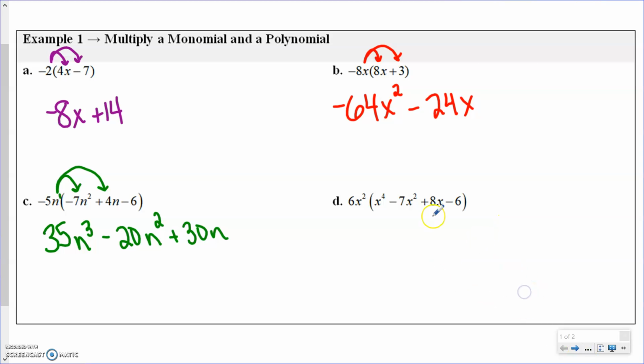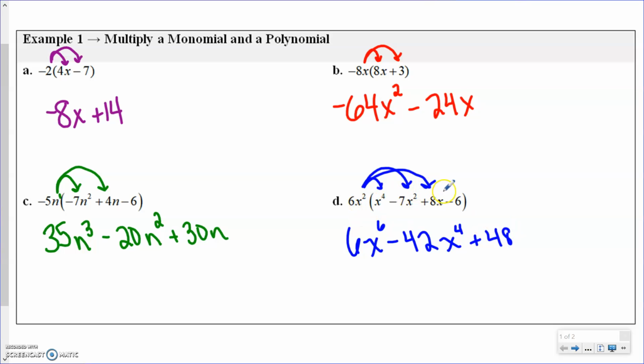Notice for all of these, all my answers are in standard form, so the biggest exponents first and they work their way down, and I don't have any like terms so far. For the last one, distributing, 6 technically times 1 gives us 6, and then 2x's and 4x's when we're multiplying ends up giving us 6x's. 6 times -7 is -42, and 2x's and 2x's gives me 4x's total. And then 6 times 8 is 48.